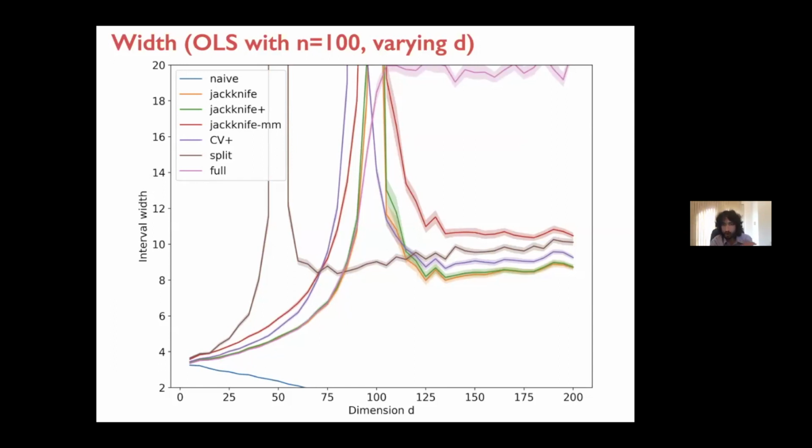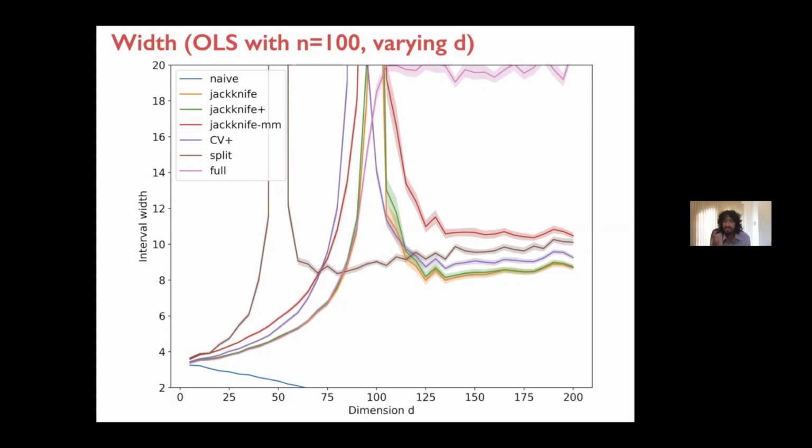So they're almost overlapping throughout the whole process, and so their widths are almost identical. They only differ at n equal to d, and just around that point, if I was to zoom out, you would see that Jackknife Plus is slightly wider than Jackknife when it's unstable.